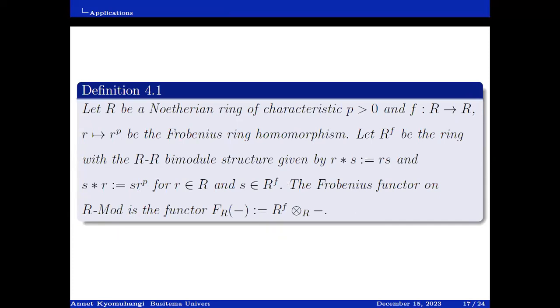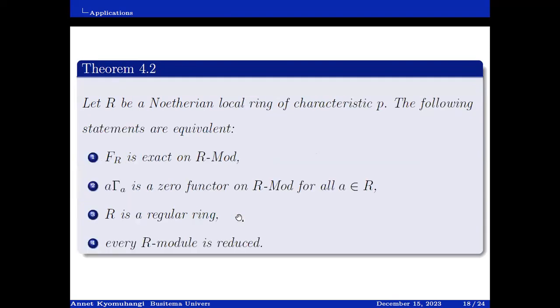Yes, we continue with the properties of this radical, and we define the Frobenius functor. You define it over a Noetherian ring of characteristic p greater than 0. The interesting bit of this Frobenius functor is that it is exact when the ring is regular. We also know that when the ring is regular, then every R-module is reduced.